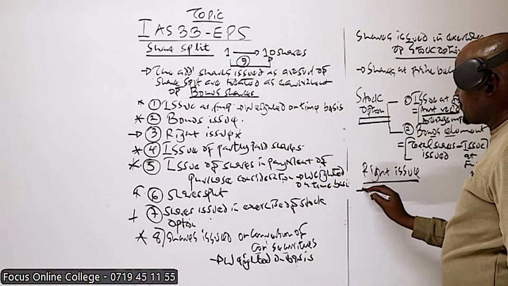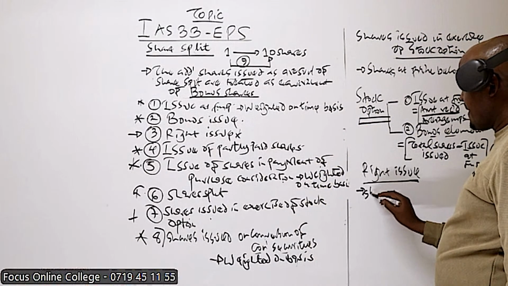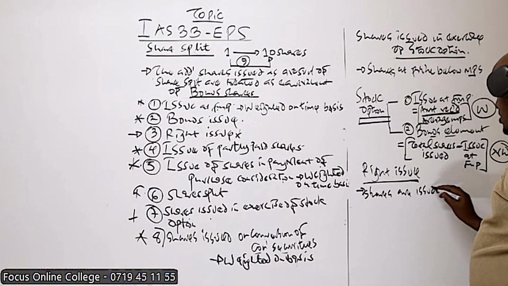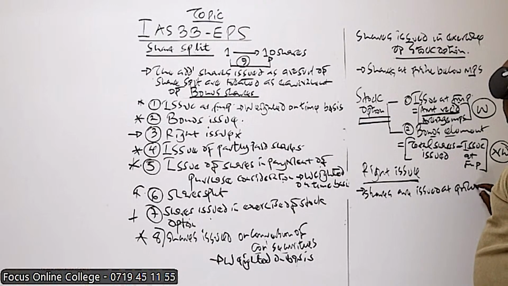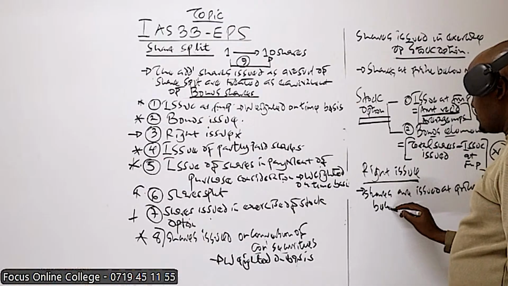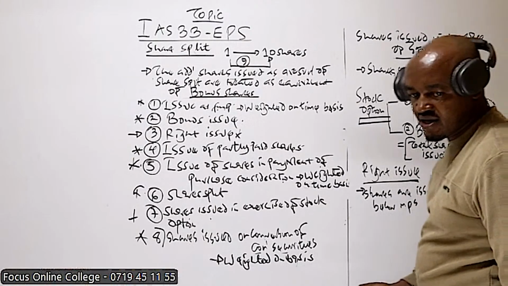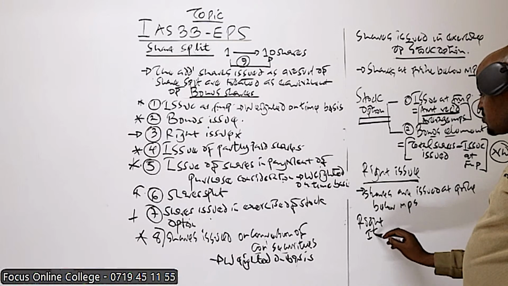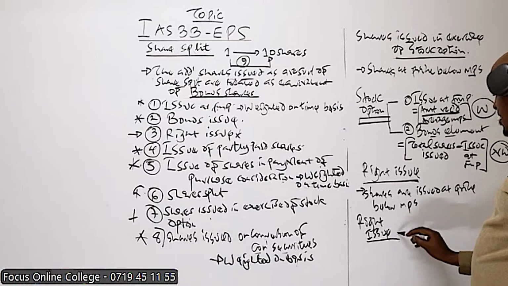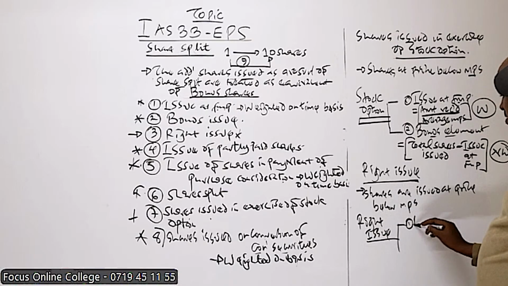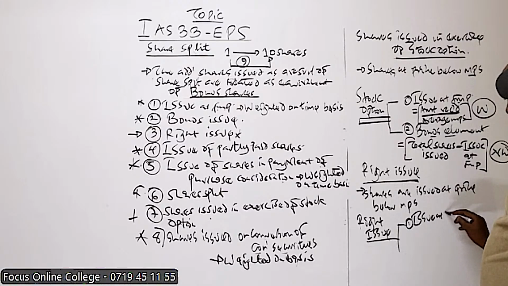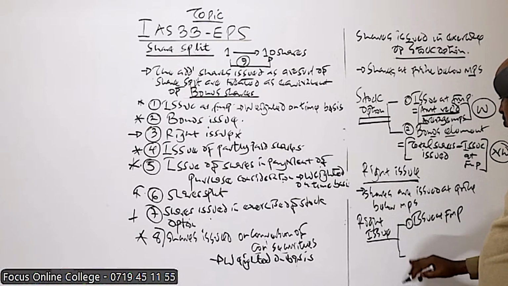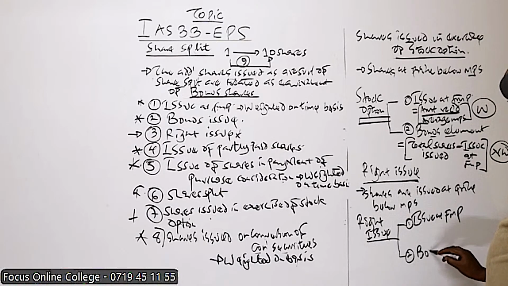So here the shares are issued at a price below the market price per share. And therefore, the shares which are issued during the right issue, just like what you have said up here, these shares are split into two. One, issue at full market price. And number two, we have the bonus element.